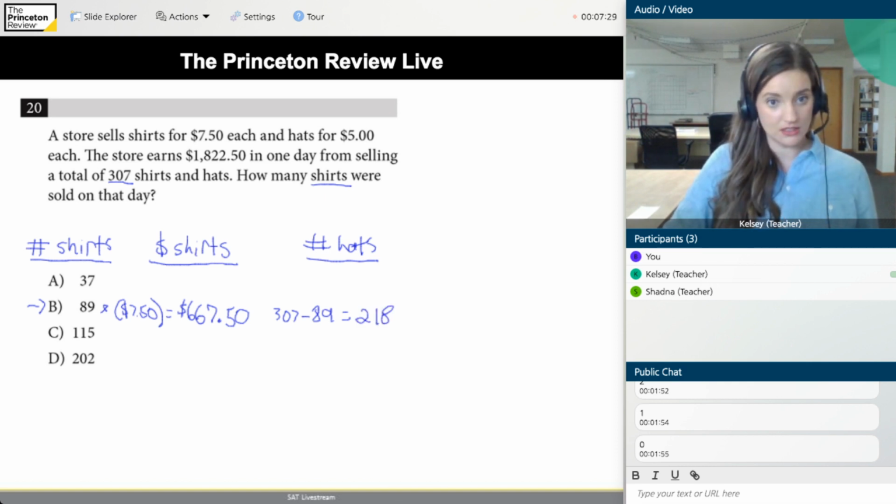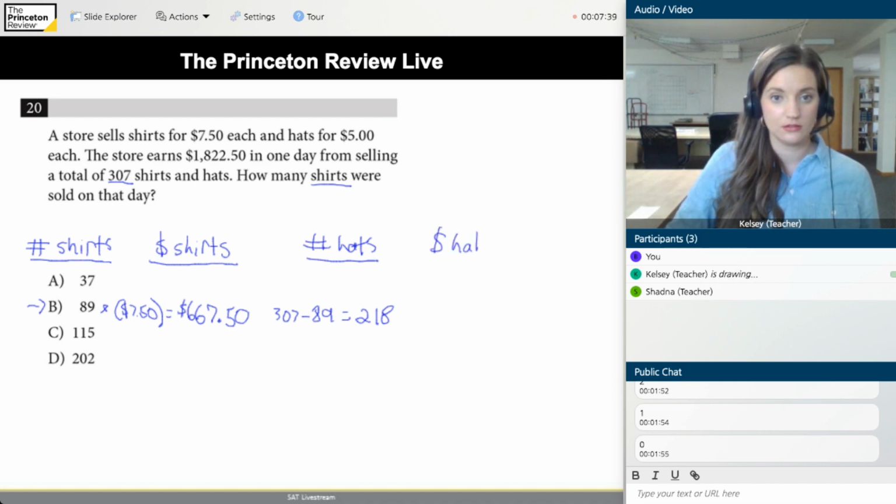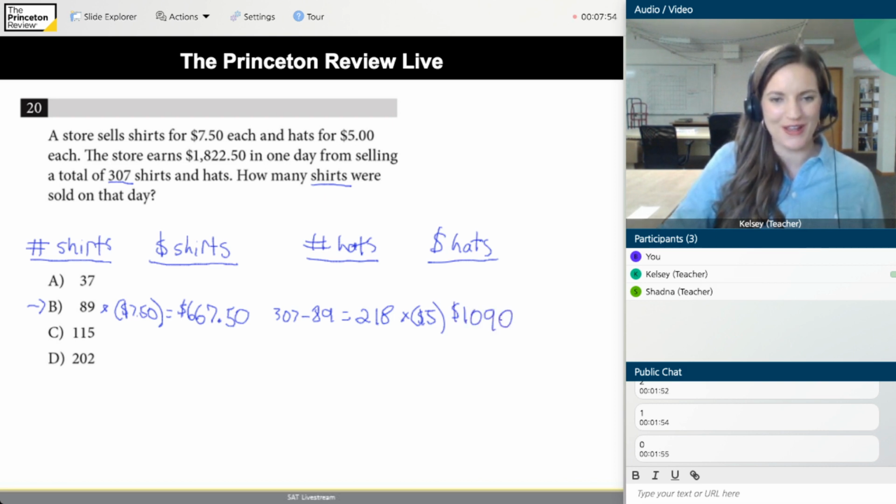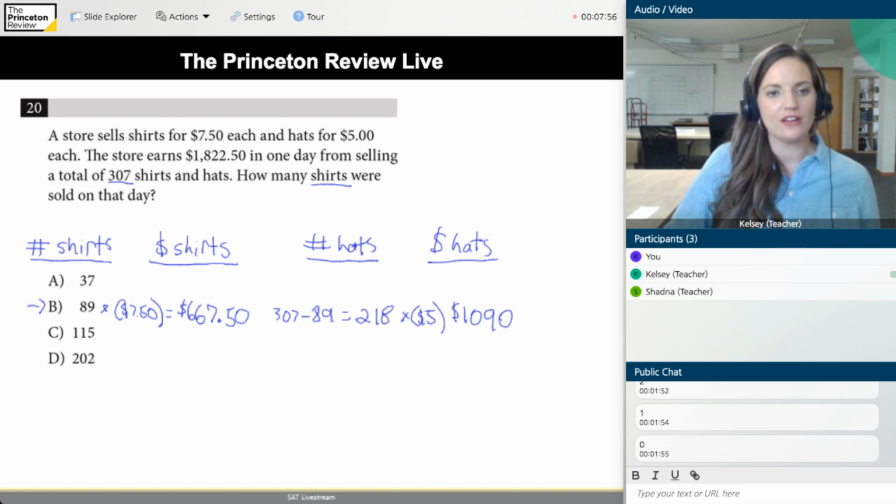Okay, still not done, but we do know that if 218 hats were sold and they were $5 each, we can figure out how much money came from the hats. So we want to multiply the 218 hats times the $5. That'll give us the total amount of money, which was $1,090 for those of you following along at home. So we have those two amounts that came in from selling the shirts and hats.